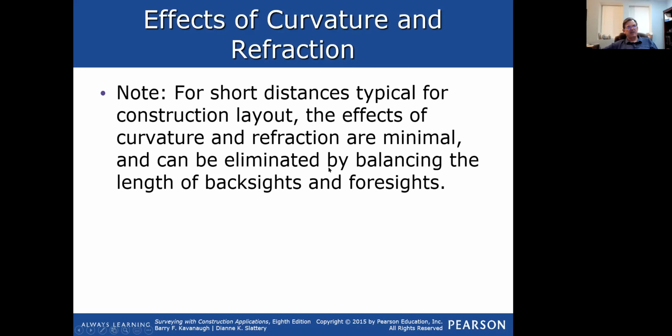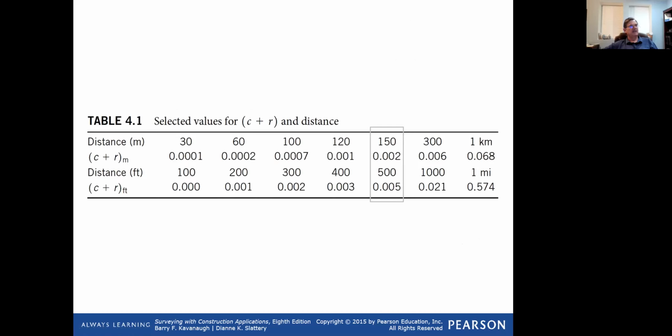So you have to take that into account, and why you do this is you keep very short distances on construction. It really has no effect. If you're trying to go long distances, you have to keep the back sight and the foresight, the two distances, equal or close to equal, and you will eliminate the effects of curvature and refraction on your readings.